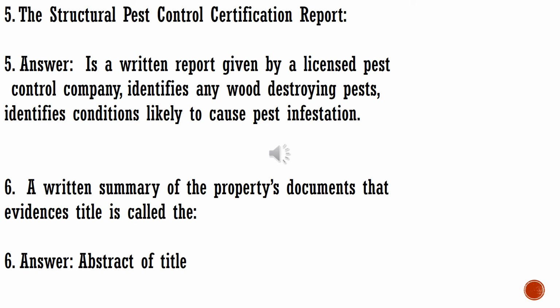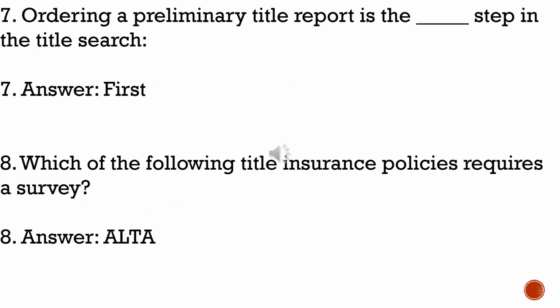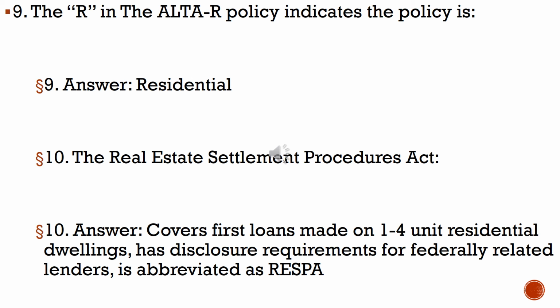Question number 6. A written summary of the property's documents that evidences title is called the, answer: abstract title. Question number 7. Ordering a preliminary title report is the blank step in the title search. Answer: first. Question number 8. Which of the following title insurance policies requires a survey? Answer: ALTA. Question number 9. The R in the ALTA-R policy indicates the policy is, answer: residential.